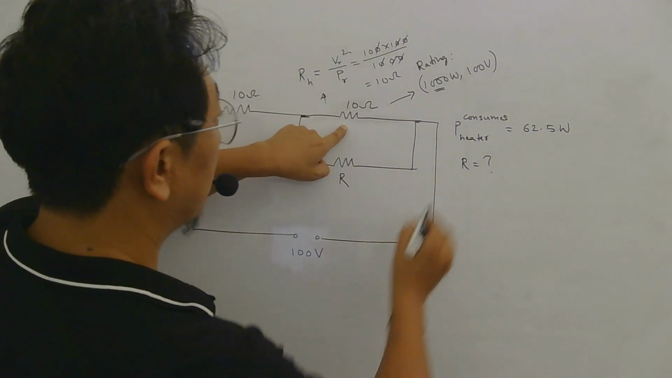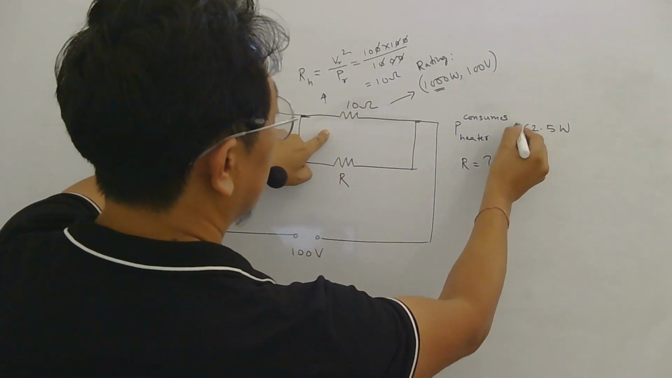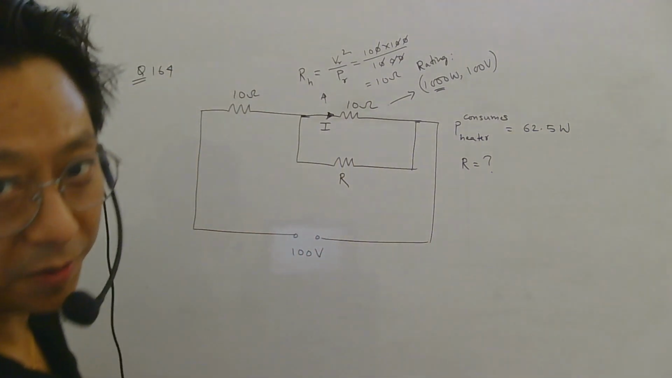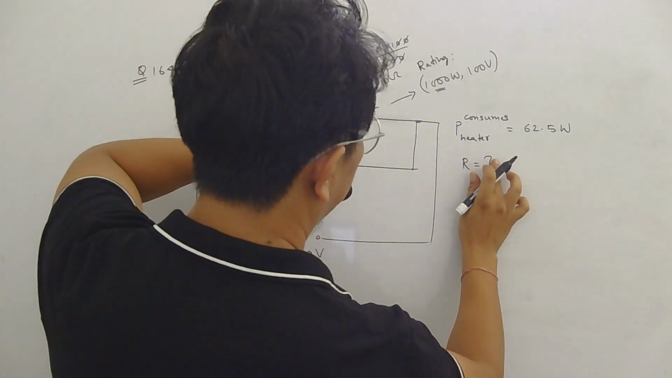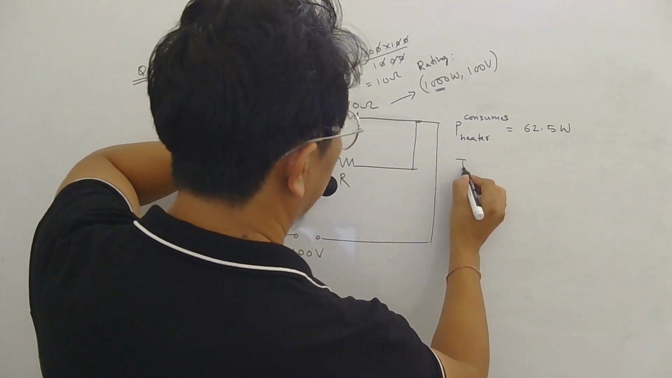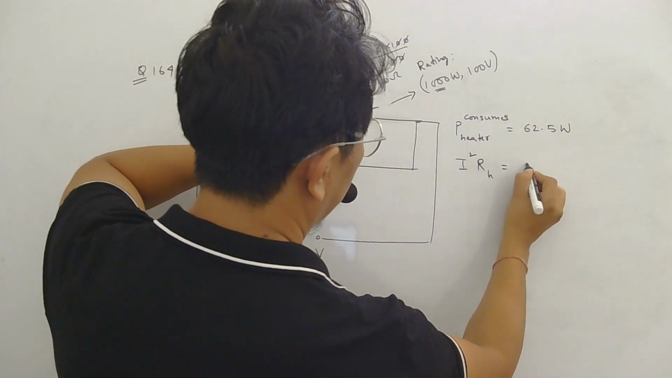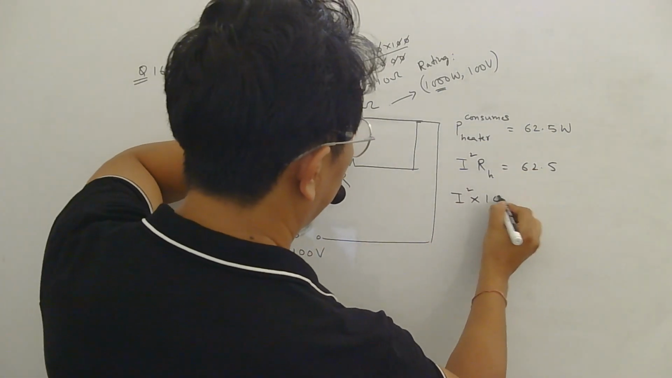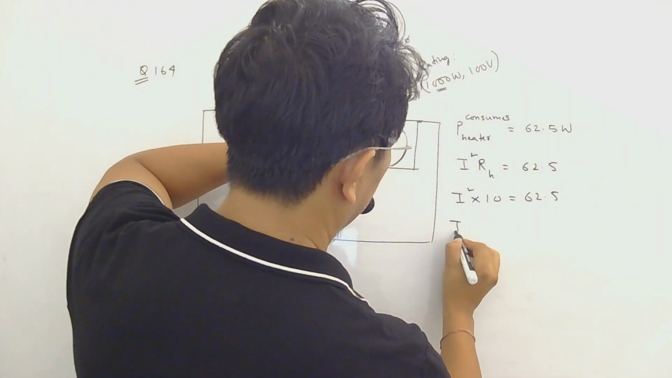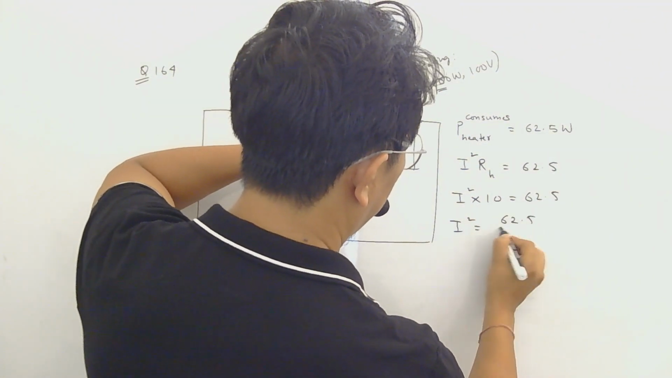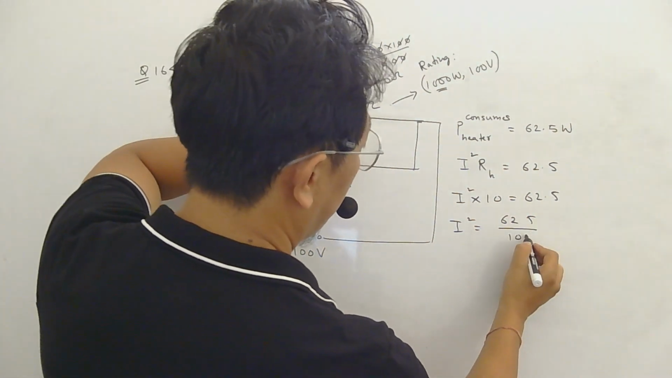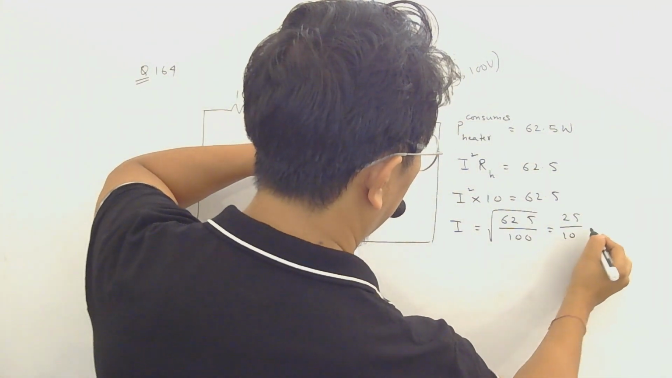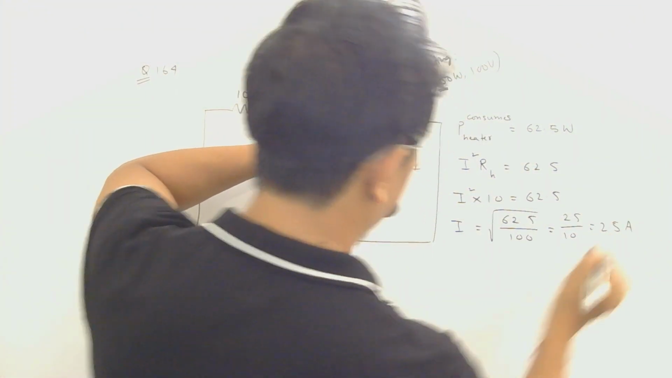Now the actual power consumed by the heater here is given to be 62.5 watt. So we can find current here, I, let me call it. So to find current here, what is the formula for power consumed? I square into R of the heater. And what is resistance of heater? 10. So current square will be 62.5 by 10. If I remove this point, 100 it will become. So current will be under root 25 by 10, which is 2.5 amperes. Am I right?